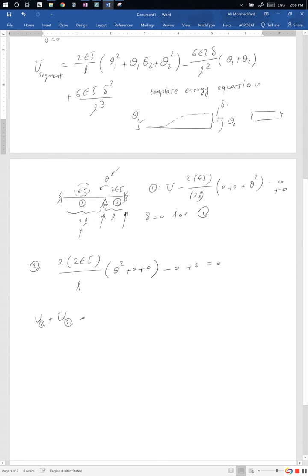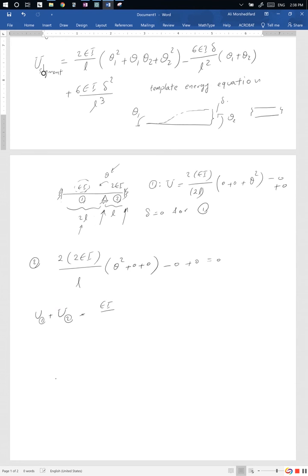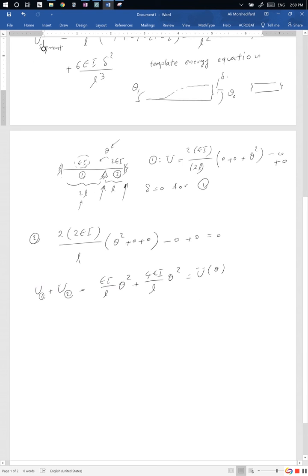That would be EI over L theta squared plus 4EI over L theta squared. So you see, now we have U as a function of theta. What we can do now is use first Castigliano's theorem.